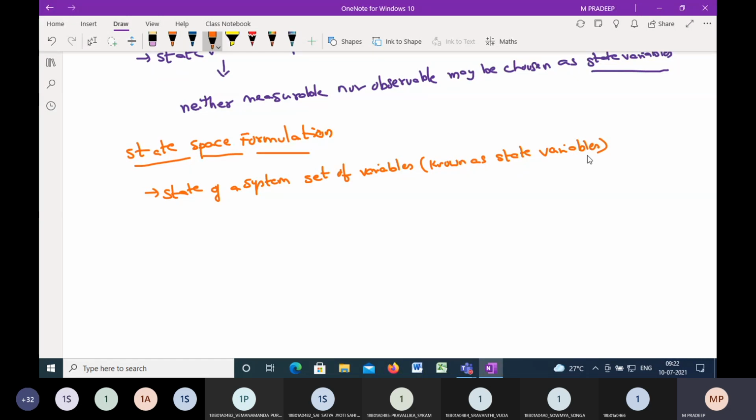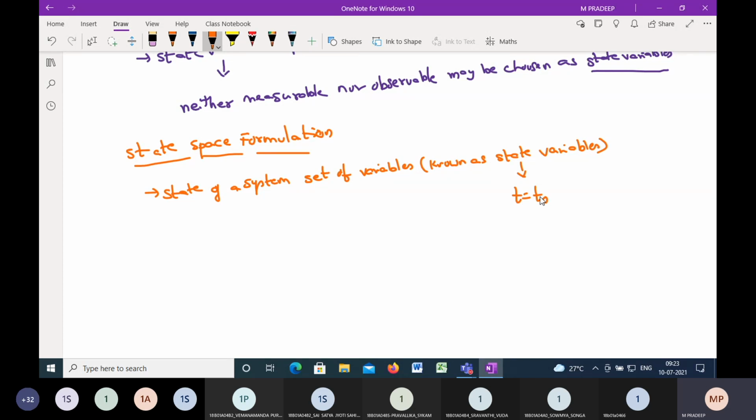If we are going to consider some dynamic system, for this particular system we are going to provide a minimal set of variables. That particular set of variables which we are going to consider, we are going to call it my state variables. So for these state variables, we are going to provide the knowledge of the state variables at time t equal to t naught.